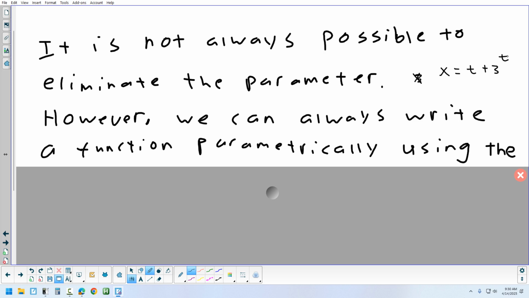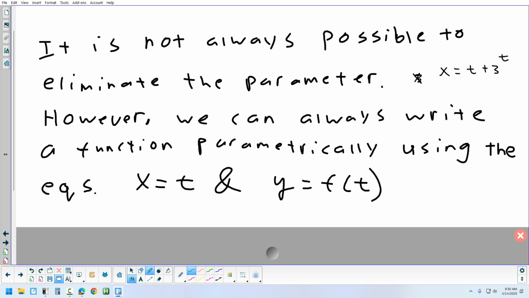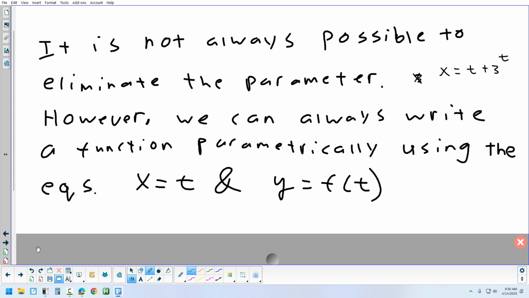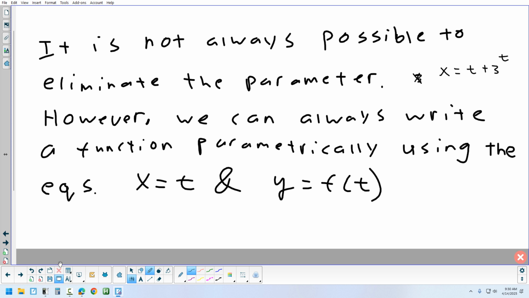So if I ask you to eliminate the parameter, it'll be something that is doable, like the last two. But you can always reverse it. You can take anything that's not parametric and make it parametric. It's kind of a cheap way to do it. But this will always work. If you just change all your x's to t's and write y equals your function in terms of t. Okay, so let me kind of show you how that would work.